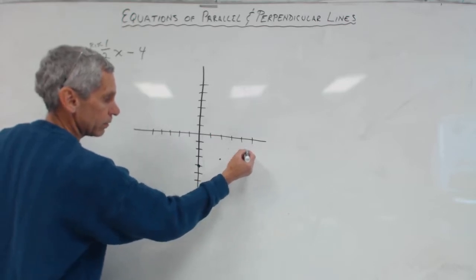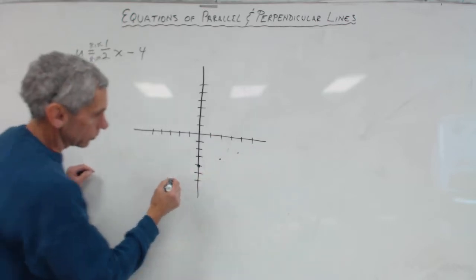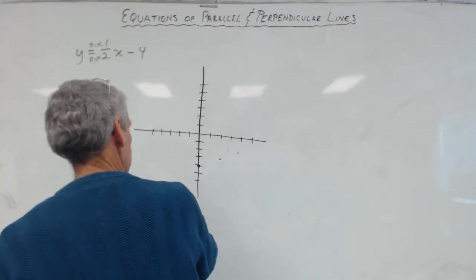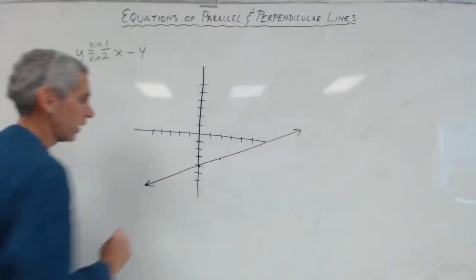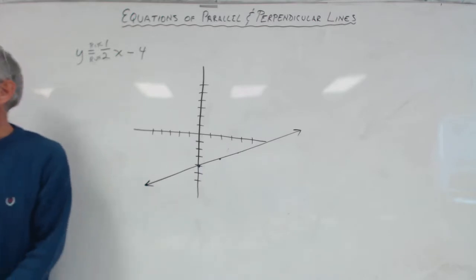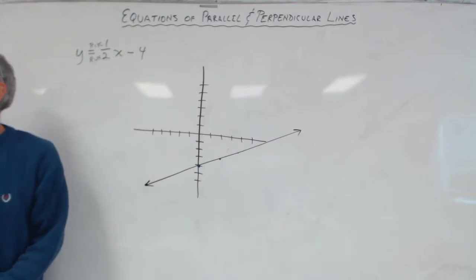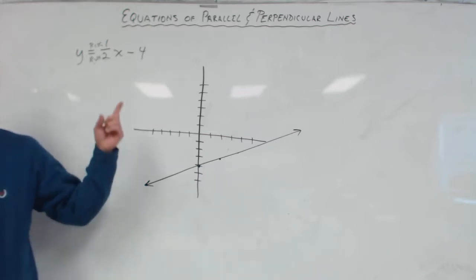And I can draw this lovely straight line. Not bad. Okay? Now, let's say I wanted to draw another line that's parallel to that. What do you think would be the same as in this equation?